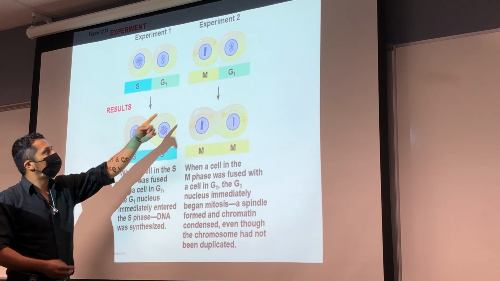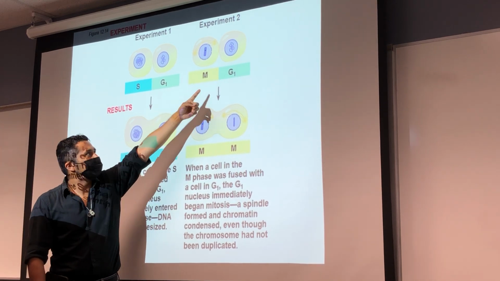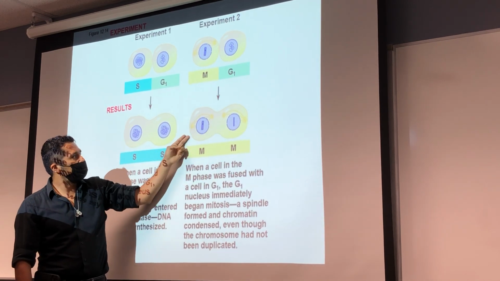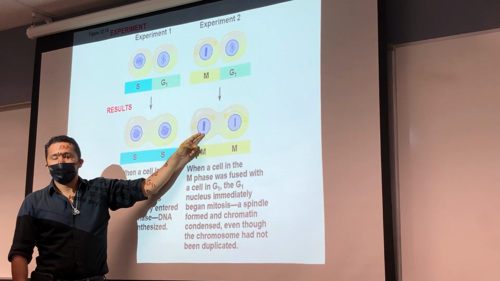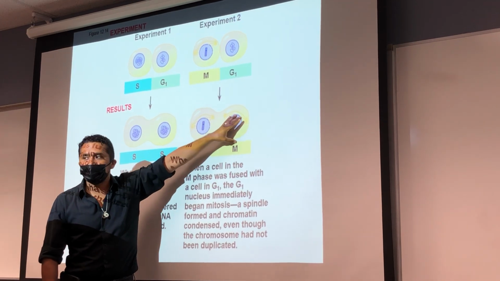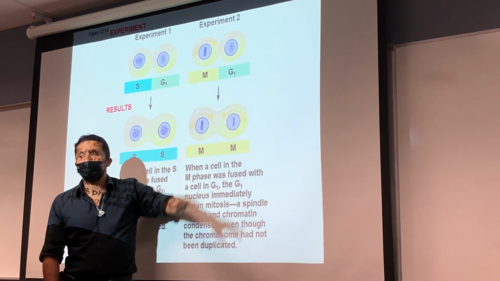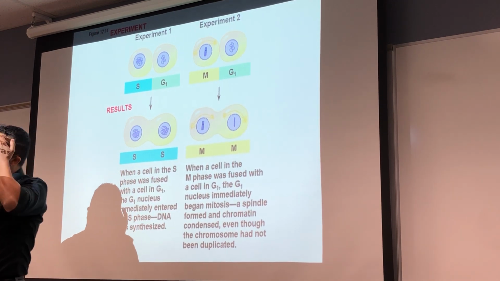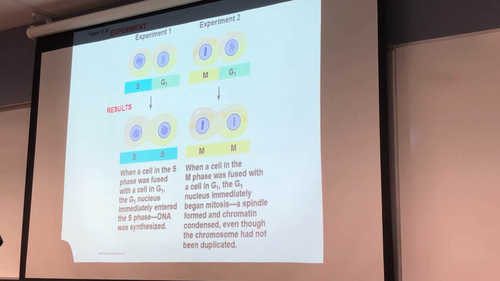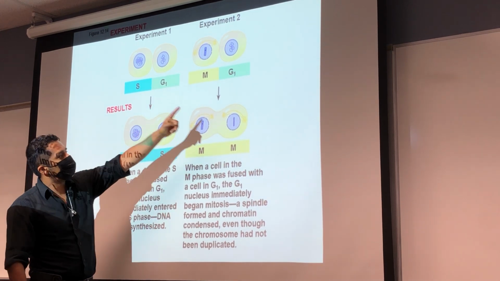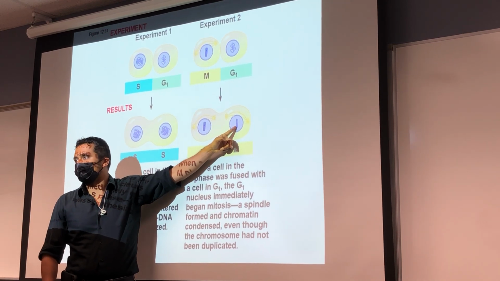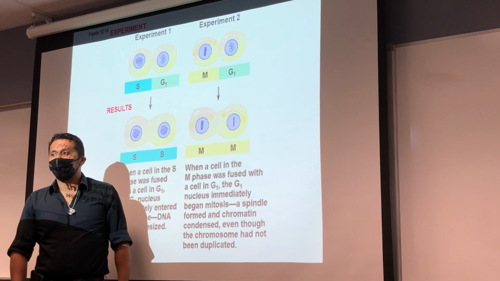The same thing they did for one cell that was in the mitotic phase, and they fused it with the G1 cell. They fused them together, and now the chemical signals from the M phase moved to the G1 phase, and it drove the process from the G1 to the M phase. It skipped the S phase and the G2. It went right into the M phase. So you can see here that the chromosome is unduplicated. It didn't go to the S phase. It went right into the M phase.